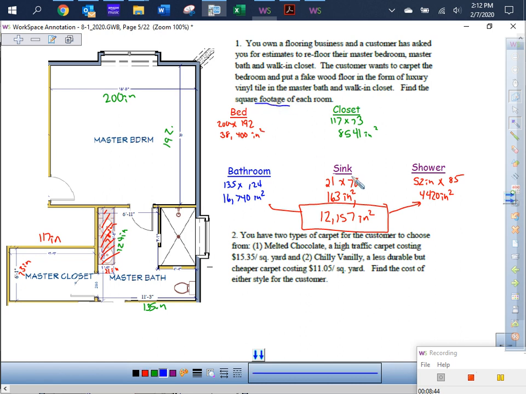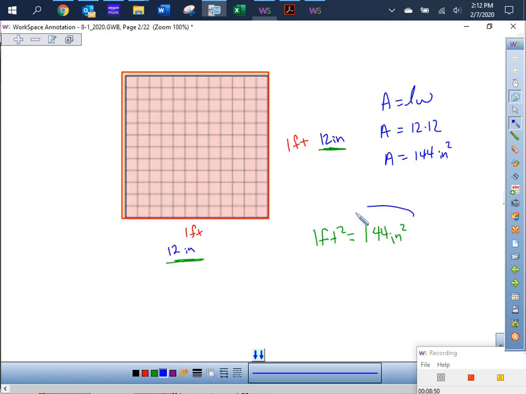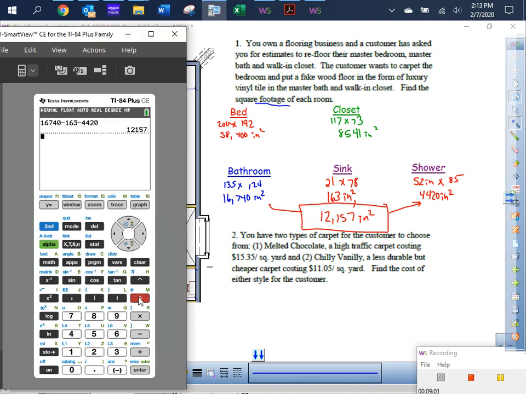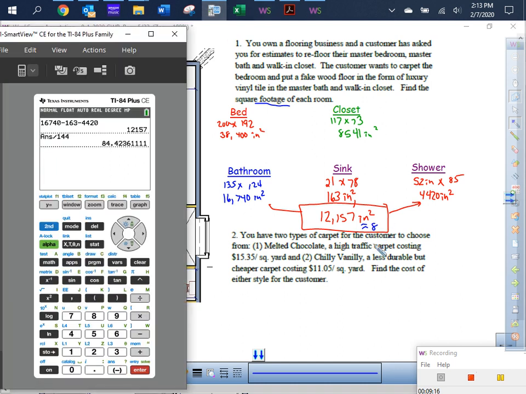So to find the square footage, remember we have to go back and realize there are 144 square inches in every square foot. So since we did all these in square inches, we need to take all these numbers and divide them by 144, because that's how many square inches are in a square foot. So this was my total right here. I'm going to divide it and round to the nearest square foot. So we're going to say that this is about 85, is that what it was? 85 square feet.